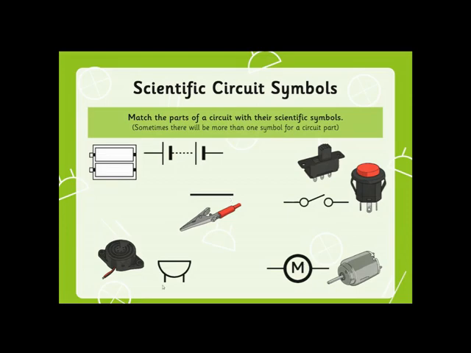So this is the buzzer. It's just a semicircle upside down, and then you've got two lines. And the motor is a circle with a capital M inside. And this is the switch, and as I said to you, this is an open switch. If this line touches that, that means it's a closed switch, so it's actually turned on. And then here you've got your two batteries because they're connected together, joined together.